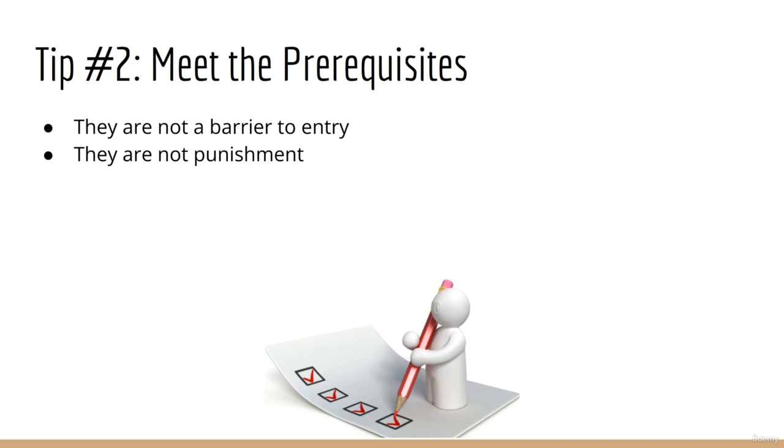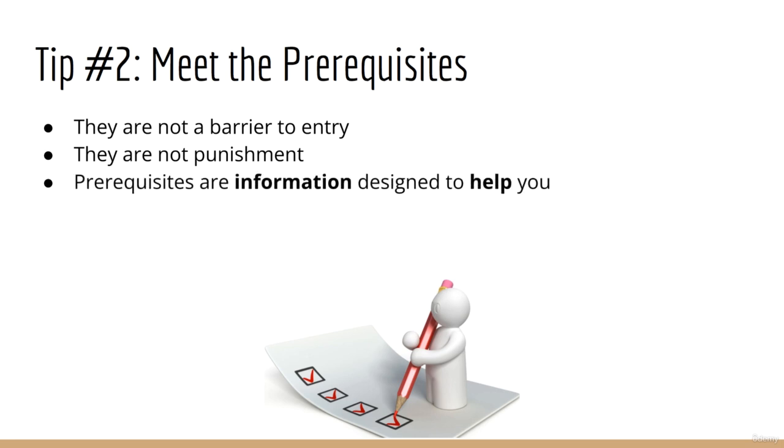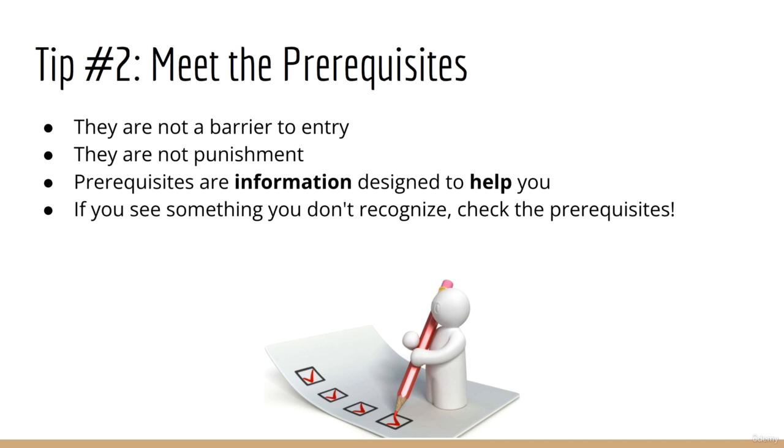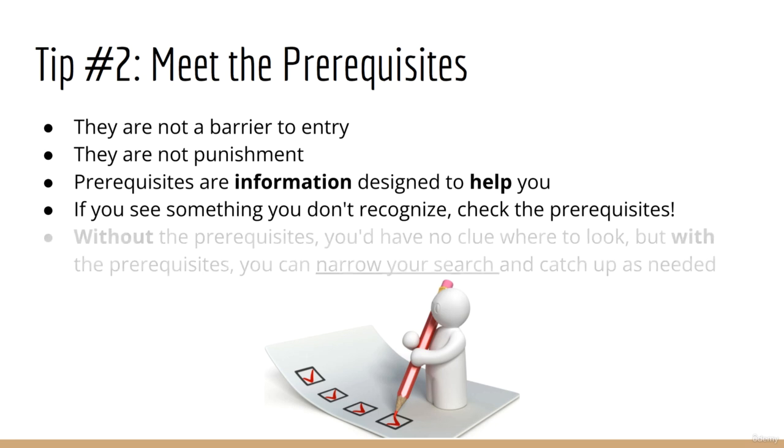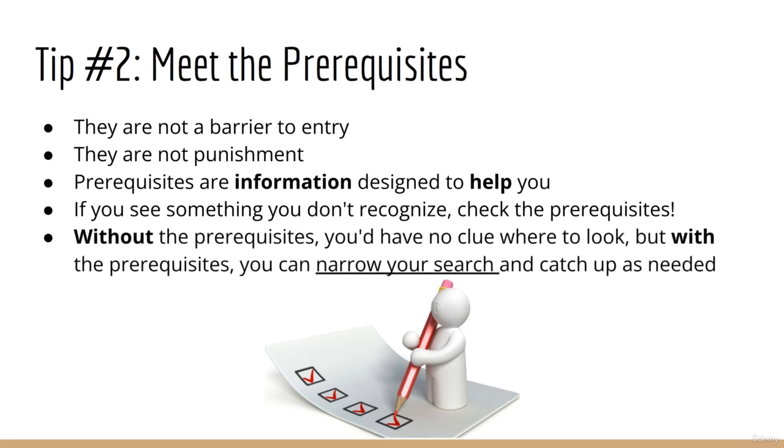The prerequisites are simply information which exists to help you. It's information. It's not a barrier. It's not anything to attack you. It's simply information. So how does this information help you? Well, after you have this information, if you ever see anything in this course and you think, that looks weird, I've never seen this before, at that point, it's now a good time to revisit the prerequisites to make sure that there wasn't something you missed. If you didn't have the prerequisite list, then you would have no idea where to look. But with the prerequisite list, now you have a guide that tells you what you might be missing.